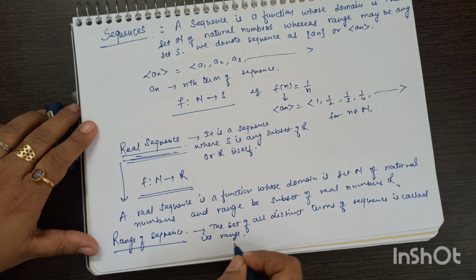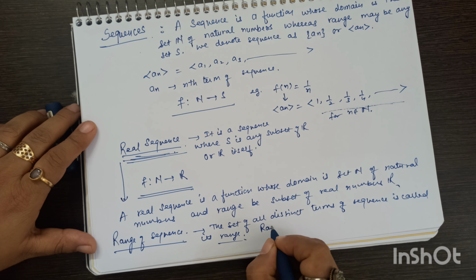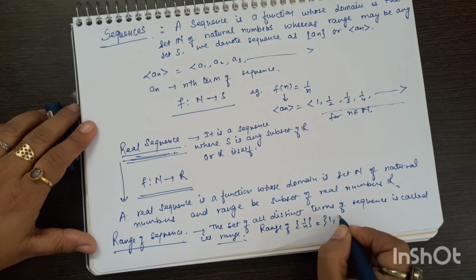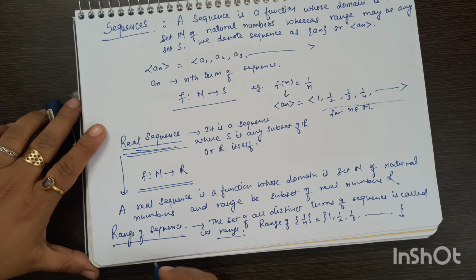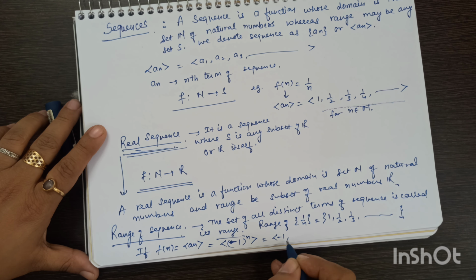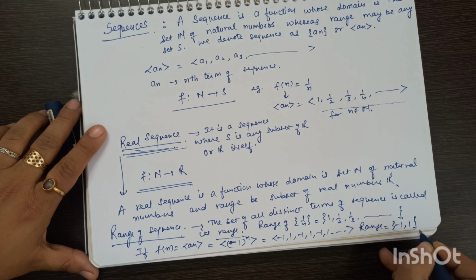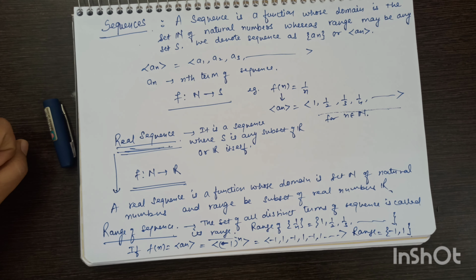Range of a sequence: the set of all distinct terms is the range. Like in the above example 1, 1 by 2, since all the terms were distinct, the range is the whole set. If I take the example of the sequence (-1) to the power n, I'll be getting elements as -1, 1, -1, 1. These are repeating elements, so the range is only -1 and 1.